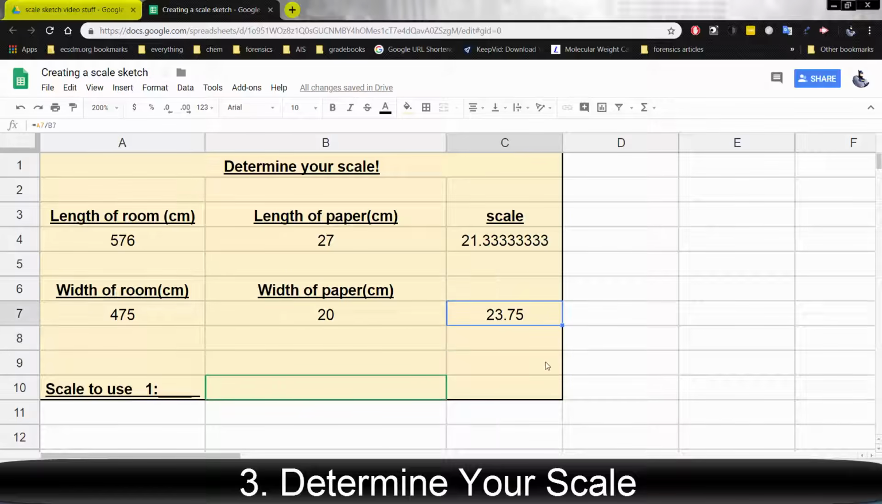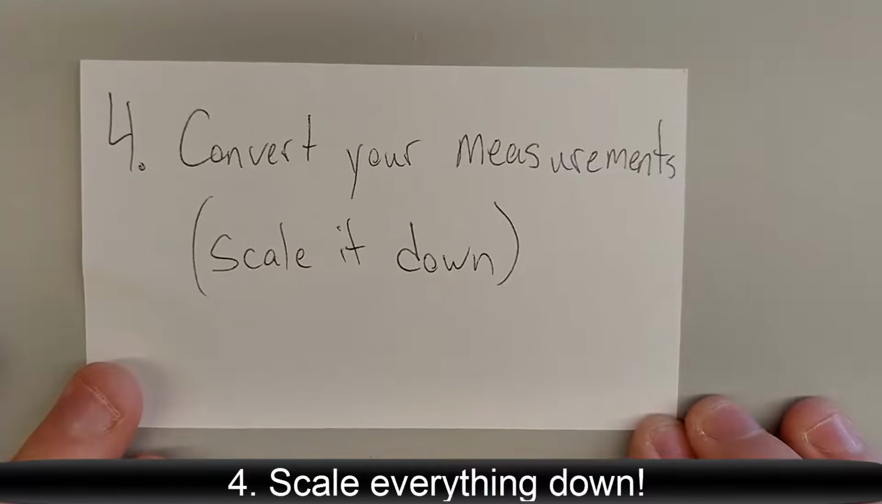If anything, I'd want to use this 23.75, but that's kind of a weird number to use as a scale, and I like to leave myself some room on the paper in case I got to write something in the little margins. So what I would do is round that up to a number that's nicer to use. Maybe, let's say 25. And then that way, if I do a 1 to 25 scale, everything will fit on my paper. Step 4, convert your measurements.